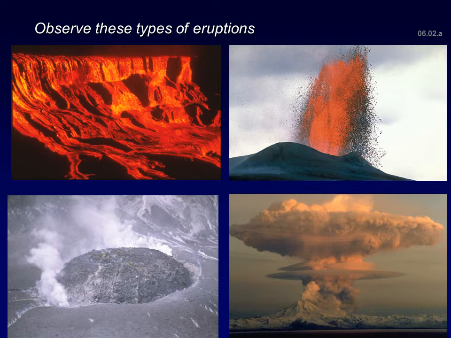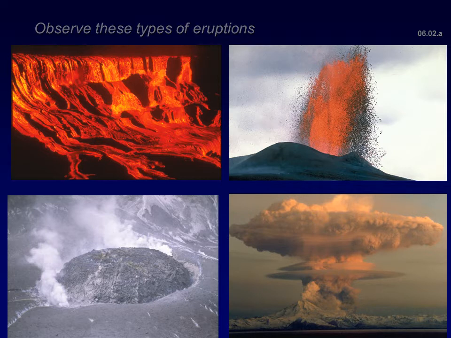Alright, we have different types of eruptions depending on what our magma is made out of and depending on what type of volcano we're looking at. So how are the four types of eruptions on this image different from each other?